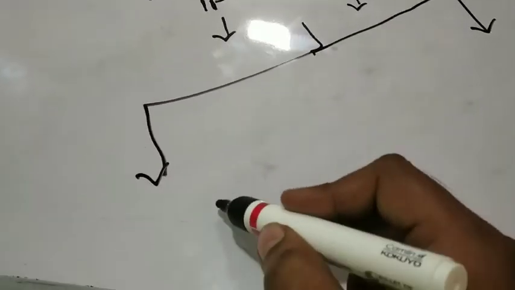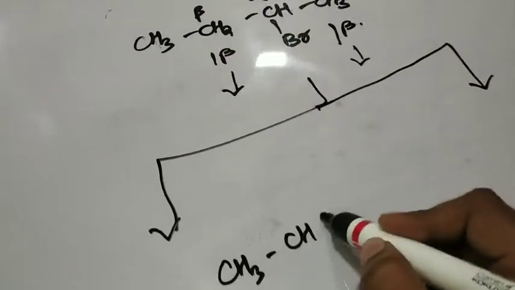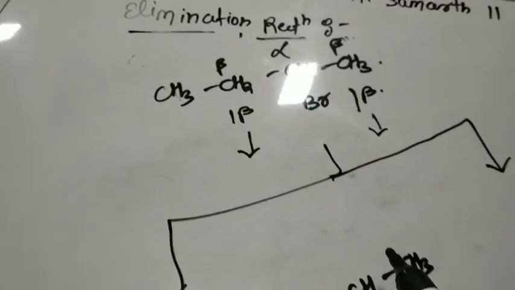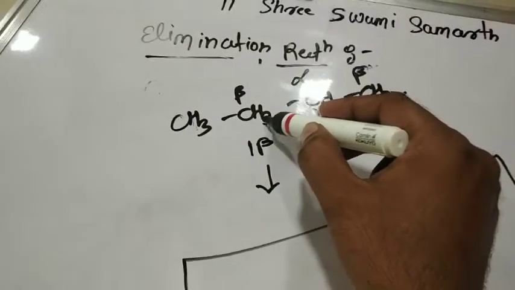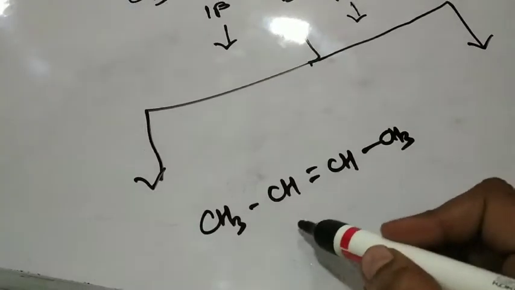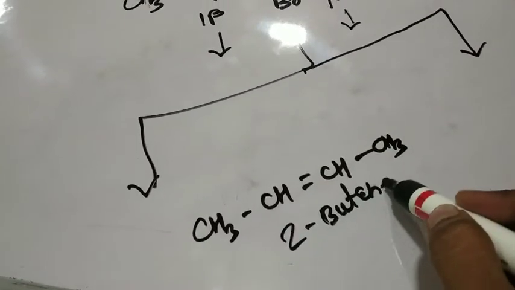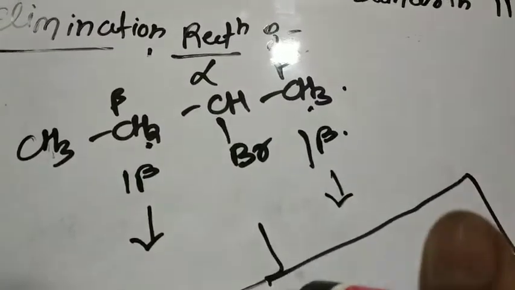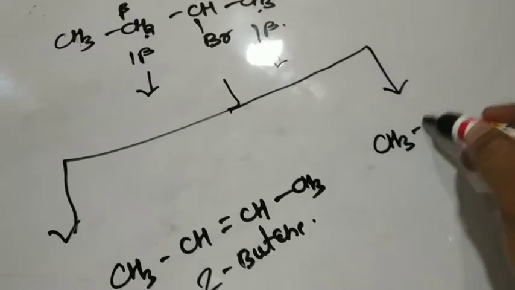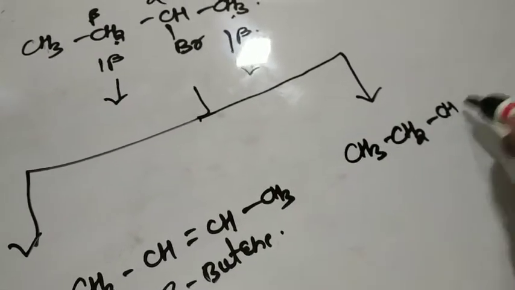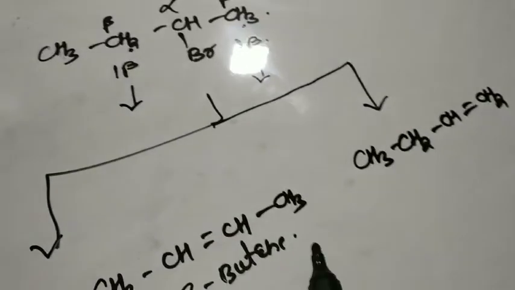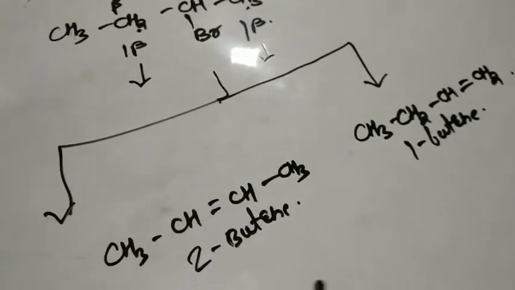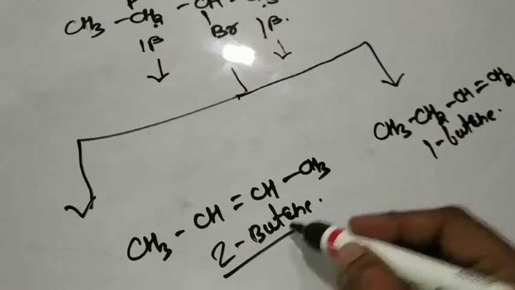So what are these two products? CH3, CH double bond CH, CH3, right? When does this happen? When this particular beta hydrogen gets eliminated, we get the product 2-butene. And whenever this particular hydrogen gets eliminated, the product obtained will be CH3, CH2, CH double bond CH2, right? This is what is called 1-butene.